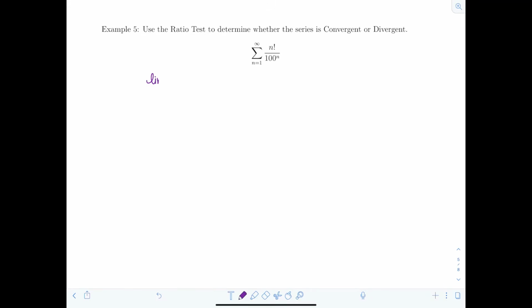So we have the limit as n approaches infinity of the absolute value of a sub n plus 1 over a sub n. And here, I'm going to write out the limit as n approaches infinity. Now I don't need the absolute value. None of the terms are negative, right? A sub n plus 1 is going to be n plus 1 factorial divided by 100 to the n plus 1. And then this is all over n factorial over 100 to the n.